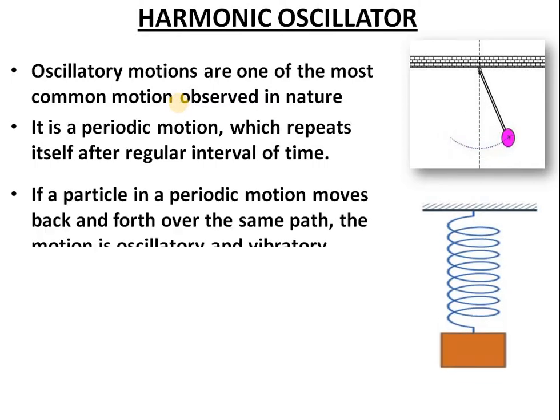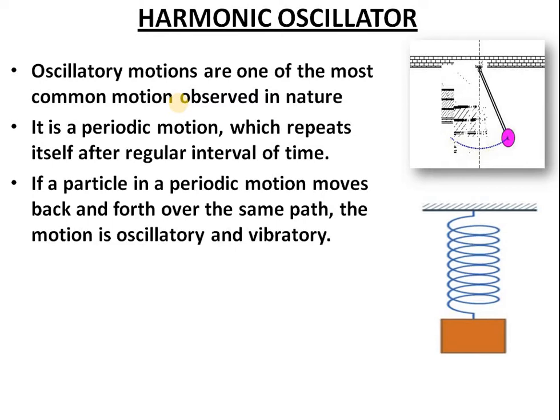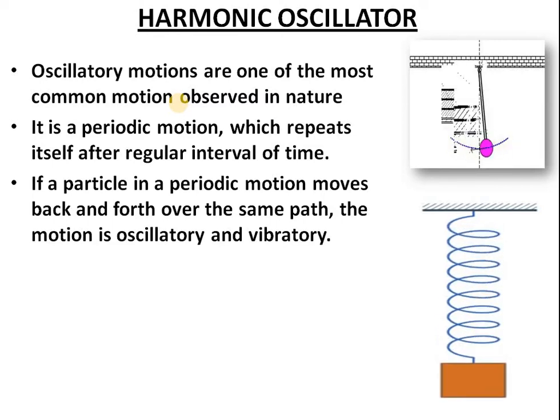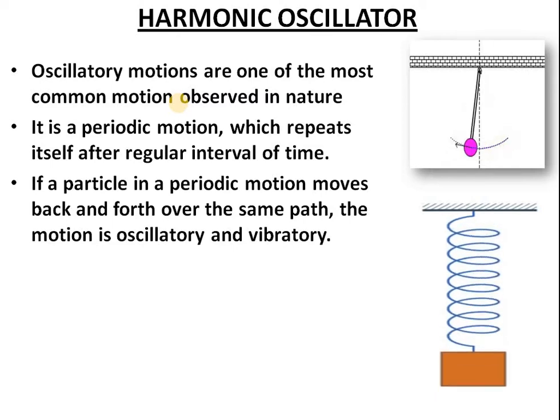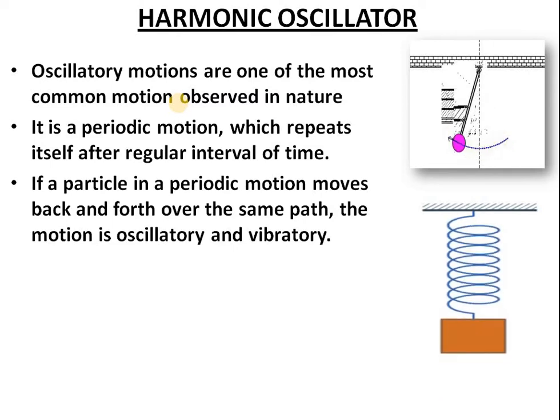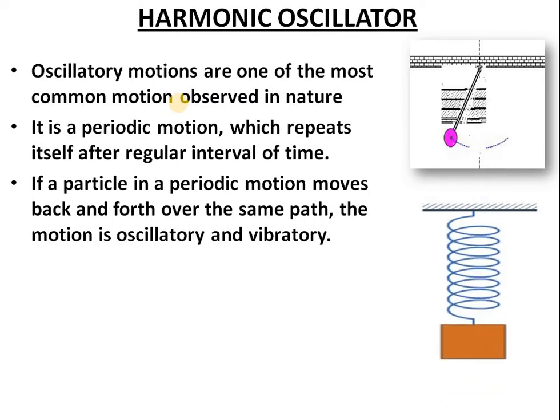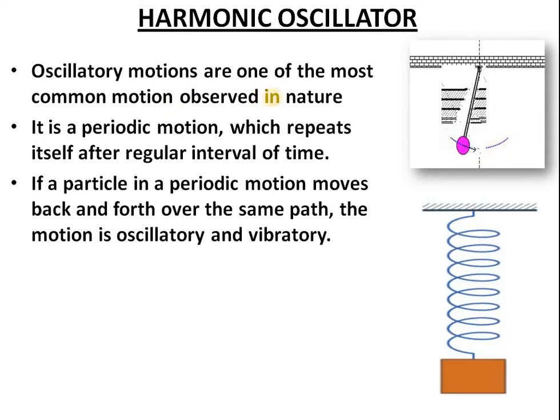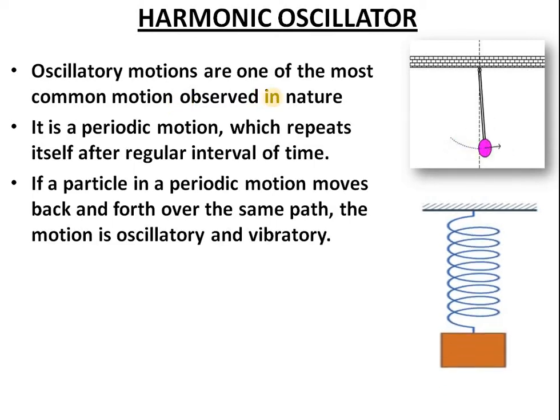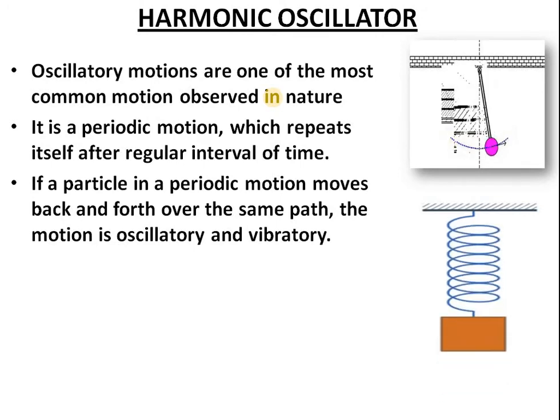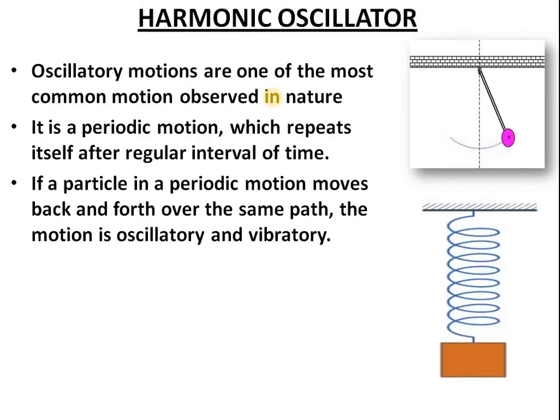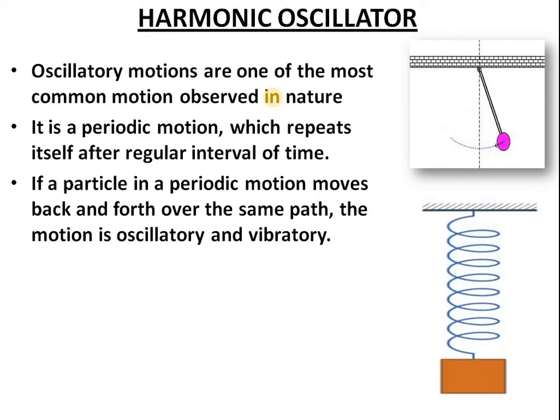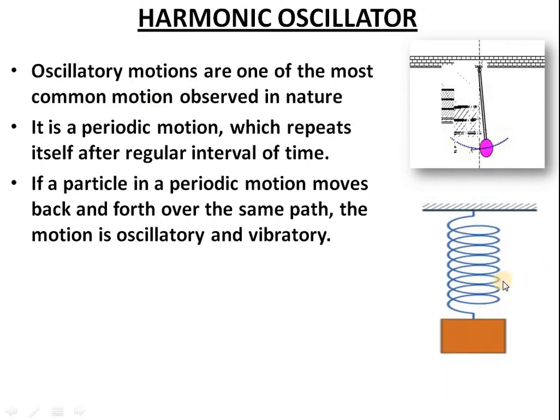But keep in mind that all periodic motions are not oscillatory motion. For example, the earth's motion. Even the earth is moving in a periodic motion, but it is not an oscillatory motion. And similarly, take the motion of a spinning top. It is rotating, which is a periodic motion, but still not oscillating. But when we talk about the pendulum, it is also a periodic motion, but it is an example of oscillatory motion. Another example is that of a spring mass system.